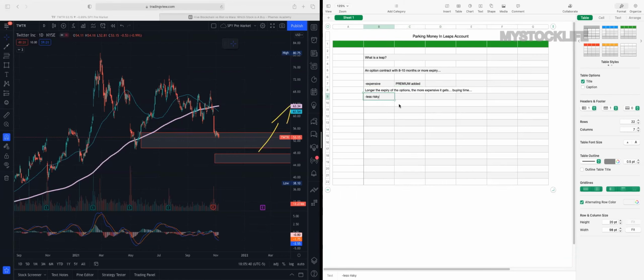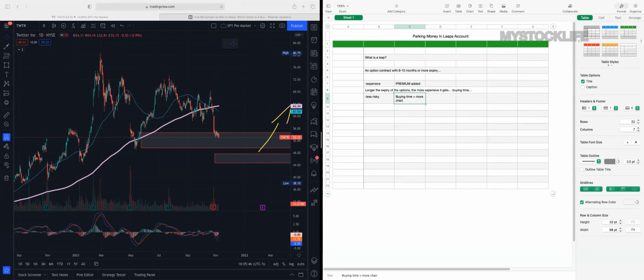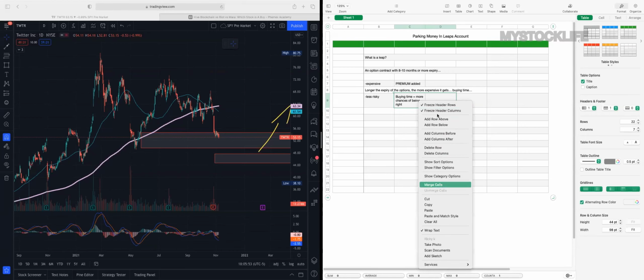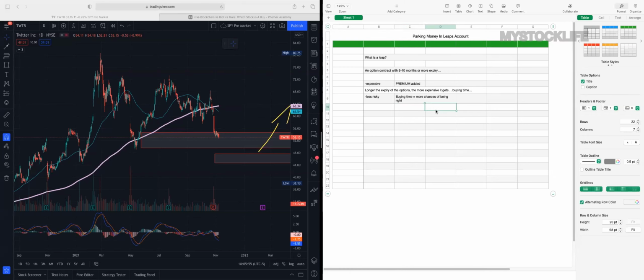Why are they less risky? Because buying time equals more chances of being right. They're less risky because you're buying more time from the market, right? There's a better chance that the stock goes in your favor, so the market maker wants money from you for that.